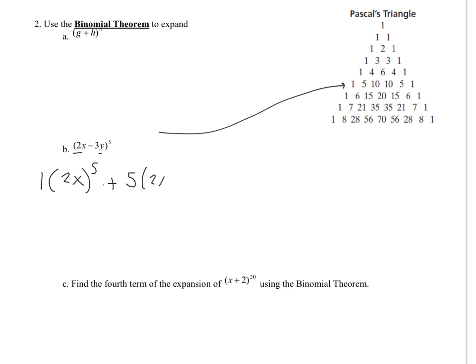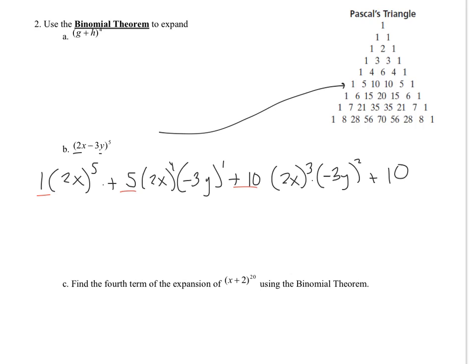So it's going to be 2x to the 4th power, and then negative 3y to the 1st power, because remember these powers need to add up to 5. My next coefficient is 10. These are my coefficients so far. And it's going to be 2x to the 3rd power times negative 3y to the 2nd power plus another 10. It's my coefficient up here.